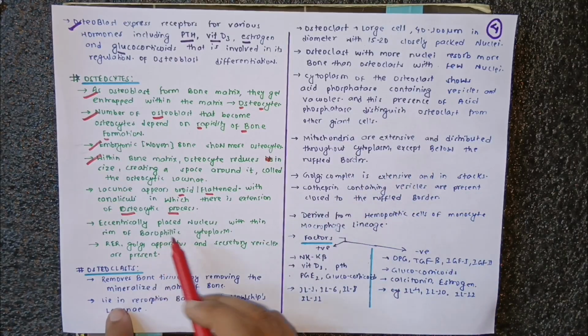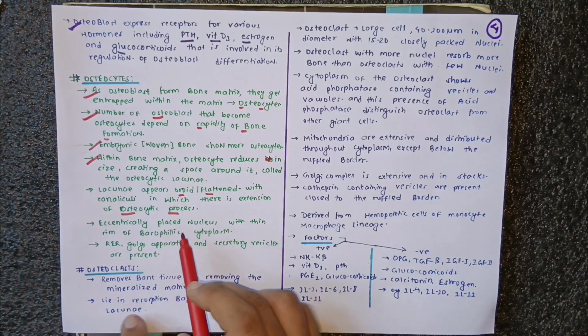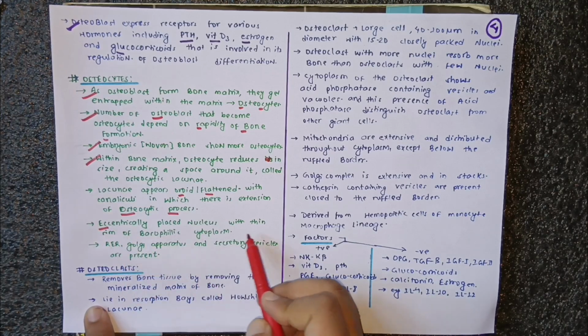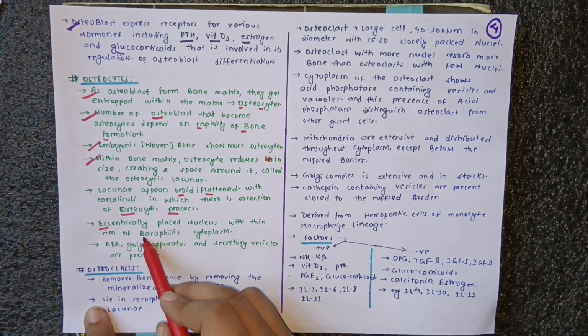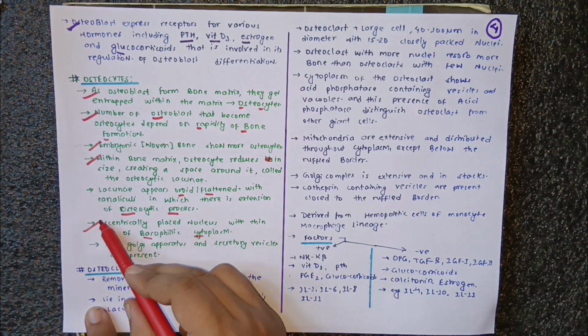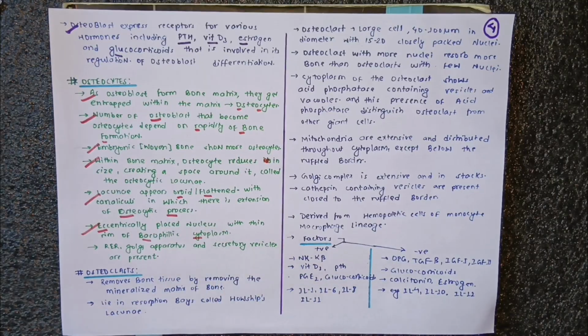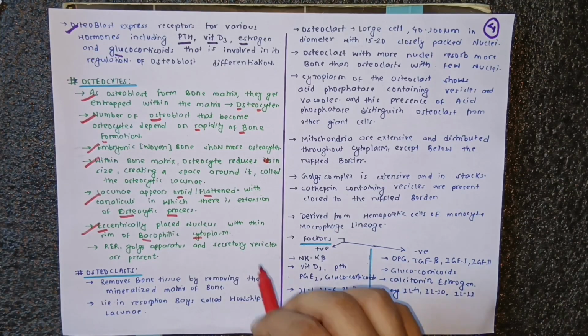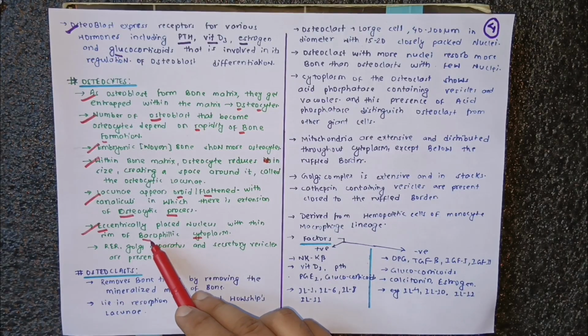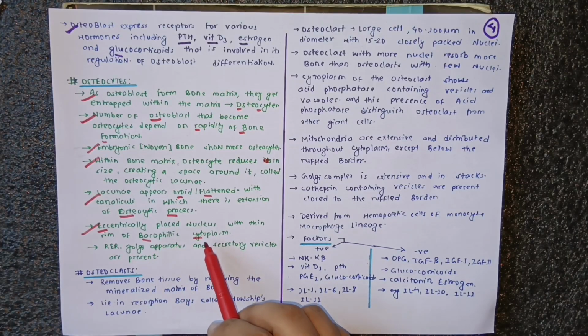After that, there is an eccentrically placed nucleus, which is similar to that of the osteoblast, with a thin rim of basophilic cytoplasm. There is also basophilic cytoplasm, but not a thin rim; instead, there is a thin ring-like structure present on this basophilic cytoplasm.